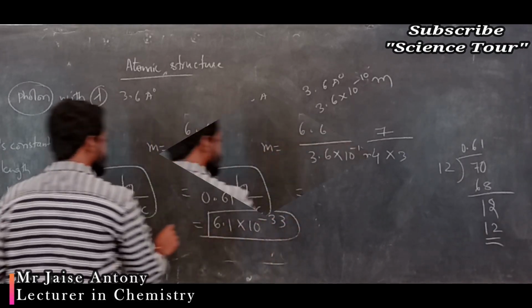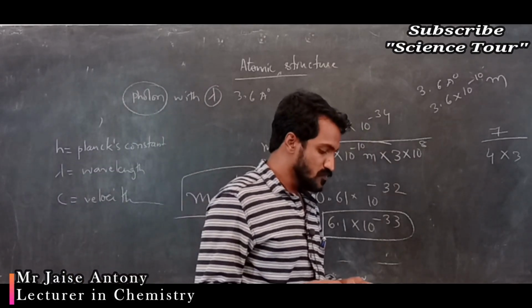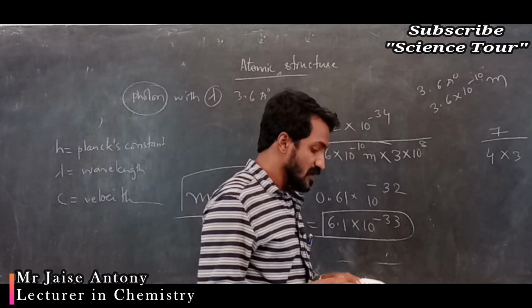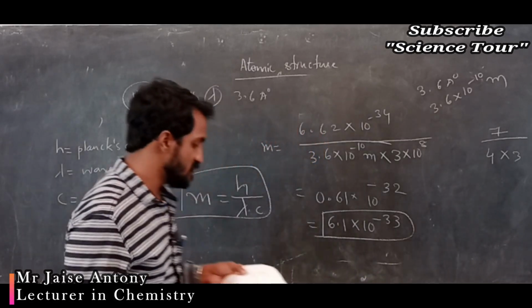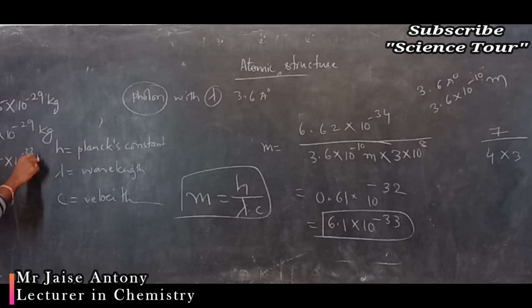So in your answer 6 point is there, my dear students. Please check the answer. Which one is the correct answer? 6.1 into 10 to the power minus 33. See, first option A is given 6.135 into 10 to the power minus 29 kg, correct? Next, option B is given, my dear students, 3.60 into 10 to the power minus 29 kg, correct? Option C is given 6.135 into 10 to the power minus 33 kg, correct? So in this one, this is the correct answer. Option C is the correct answer.